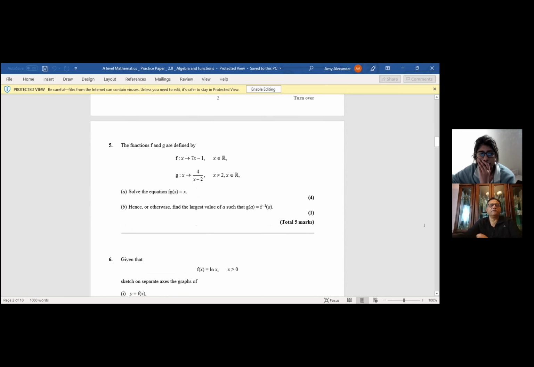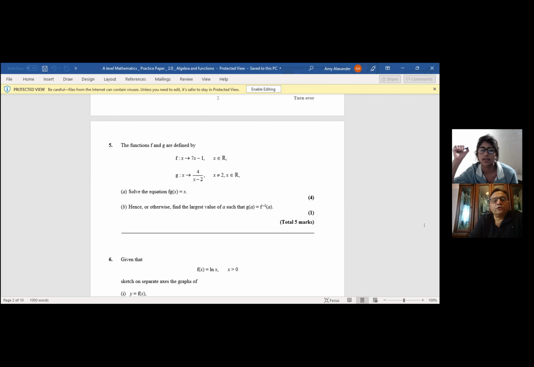Perfect. Now it's different. We are talking about functions now, correct? Right. Can you please read the question? So the functions f and g are defined by f of x equals 7x minus 1, where x belongs to all real numbers, and g of x equals 4 over x minus 2, where x is not equal to 2 and x belongs to all real numbers. So part A, solve the equation f of g of x equals x.